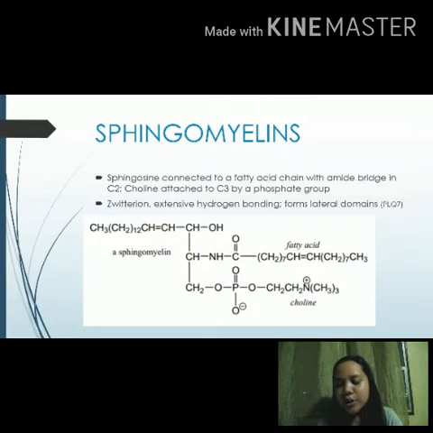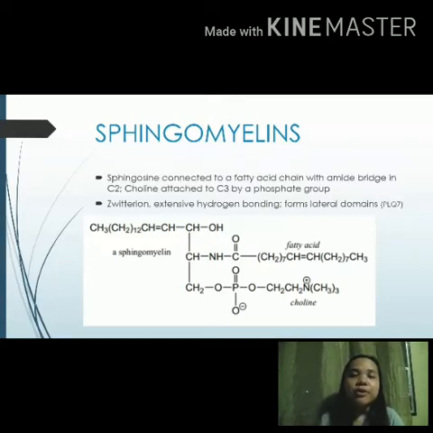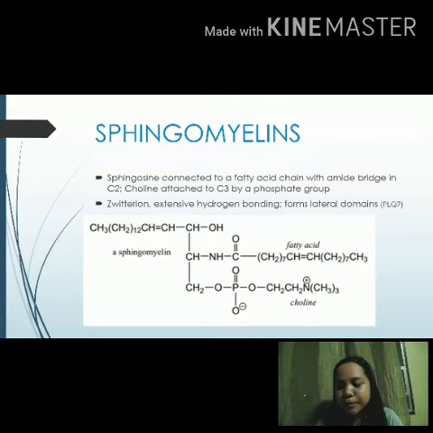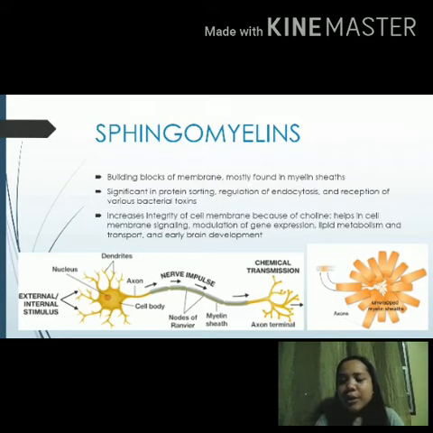To answer post-laboratory question number 7, what can be said about the structure of sphingosine phosphatide? As you can see, there are both a positive charge and a negative charge. So that means the lipid is a zwitterion. Being a zwitterion, they are really good at hydrogen bonding, which allows them to form lateral domains. So, sphingomyelins are building blocks of the membrane, most commonly found in myelin sheaths.